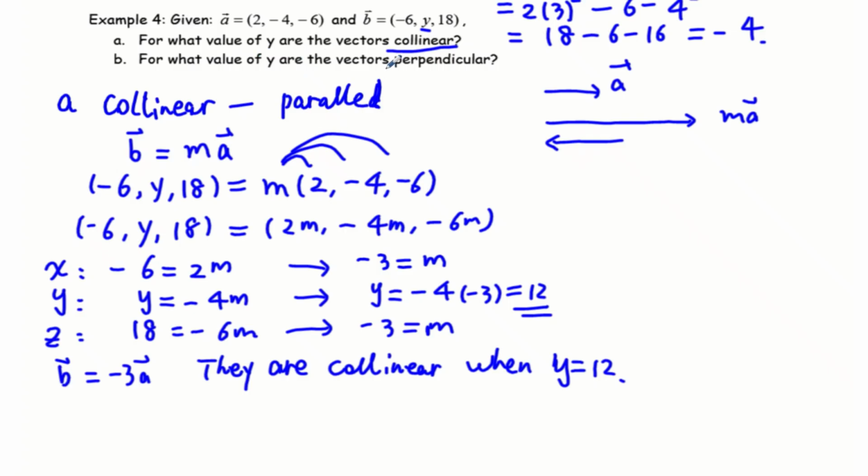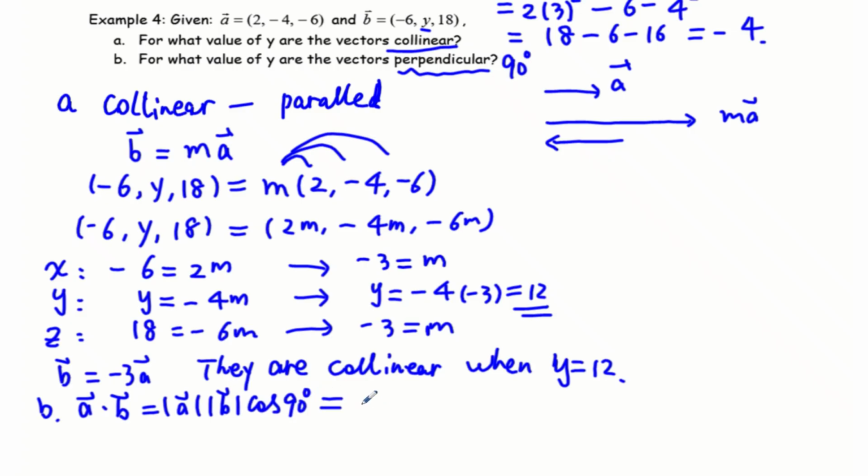And question B asks about perpendicular. So perpendicular means 90 degrees, and we know that we have one formula with cosine, with the angle. So that is A dot B equals A magnitude, B magnitude, cosine angle. If it's 90 degrees, we know it is 0. So we just need to find A dot B that gives us 0.